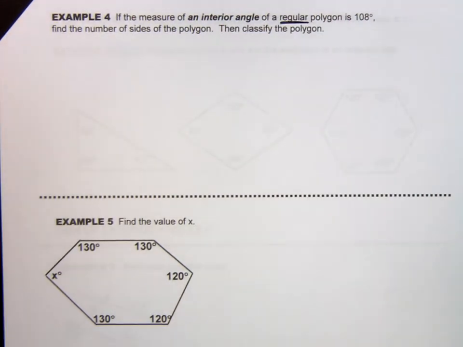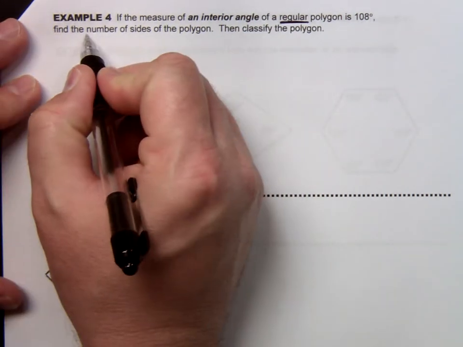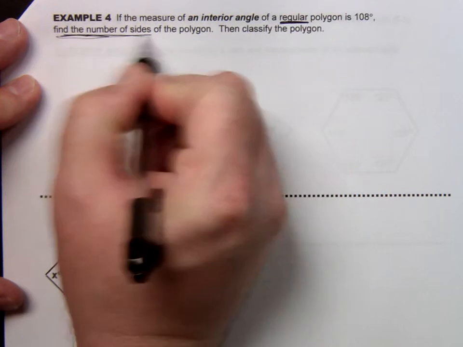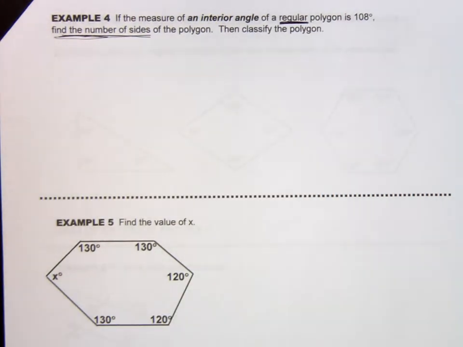Alright, I need an equation that I can use to solve for n, because what I'm trying to find right now is the number of sides, right? Find the number of sides. So I'm trying to solve for n. So I need an equation I can use to solve for n.